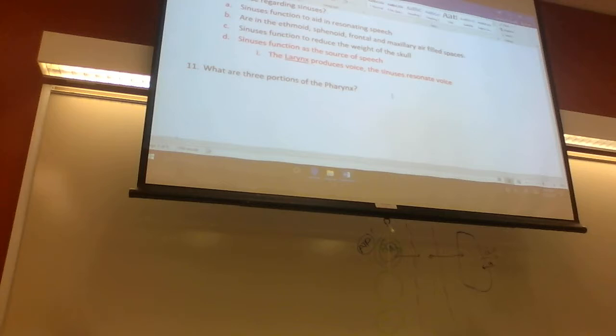I think you have a picture in your textbook where you can see where those spaces are. And sinuses also function to reduce the weight of the skull. Could you imagine if your skull was completely bone? You would be really heavy, just rolling all over the place. The false statement is that sinuses function as a source of speech. The larynx produces voice. Sinuses only resonate it. So that's that.